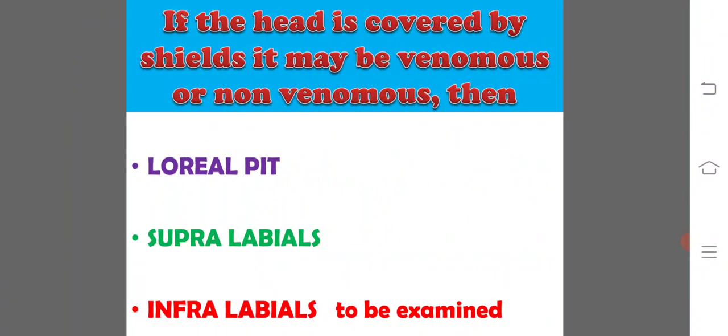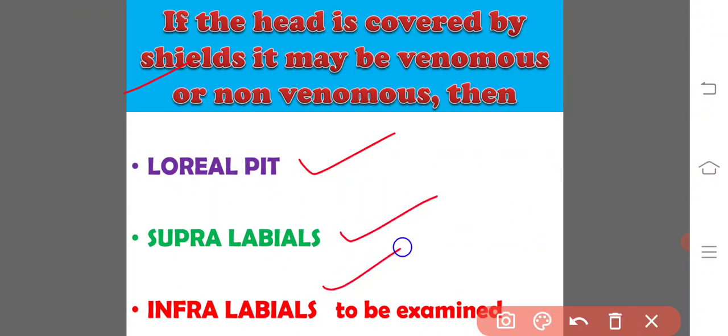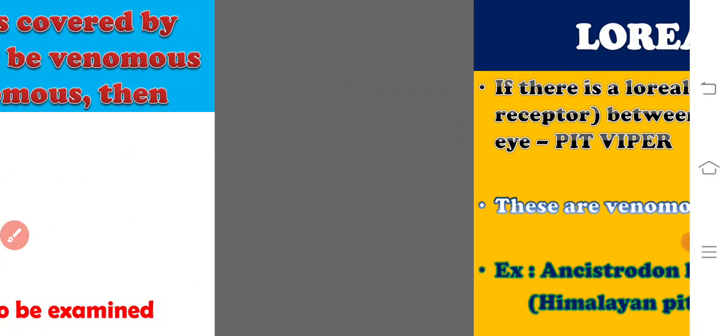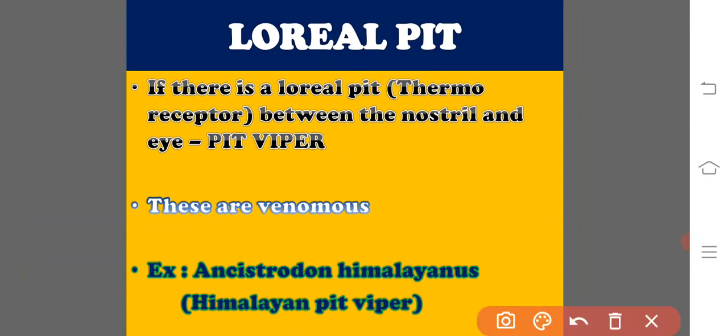And if the head is covered by shields, it may be venomous or non-venomous. Then we will observe the loreal pit, supralabials, infralabials. Then we will consider whether it is a venomous or non-venomous snake. Coming to the loreal pit, if the loreal pit is present, they are termed as a pit viper.